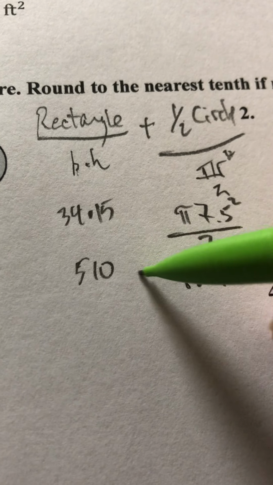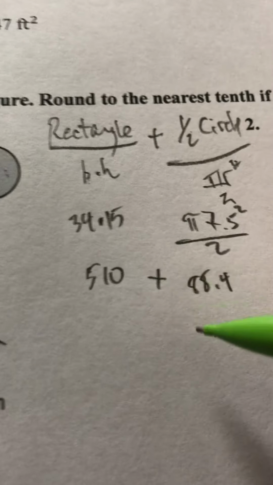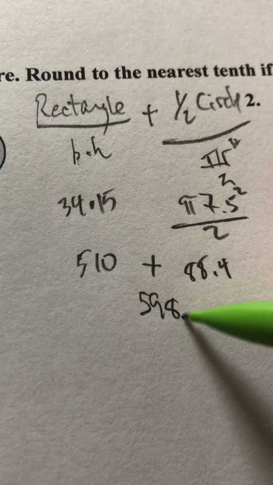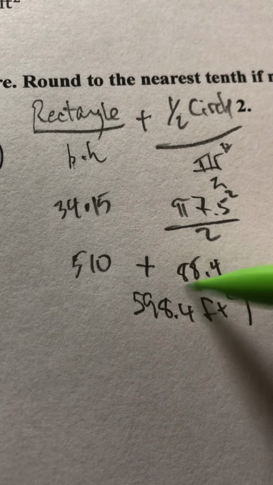And then you just simply add these two areas up because they're both shaded, and that's 598.4 feet squared. You are done.